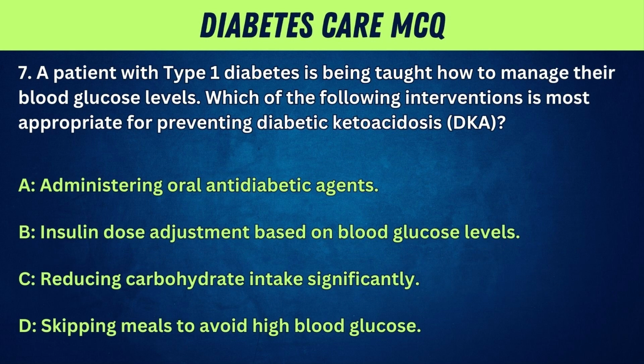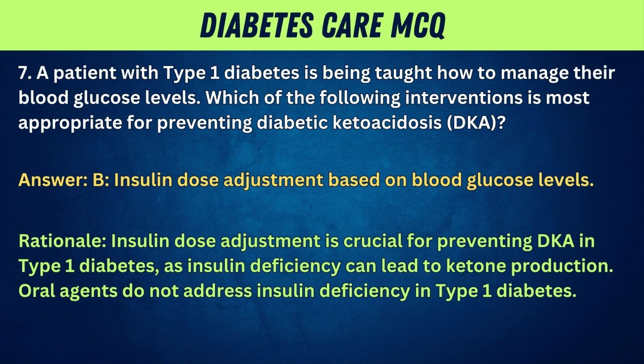7. A patient with type 1 diabetes is being taught how to manage their blood glucose levels. Which of the following interventions is most appropriate for preventing diabetic ketoacidosis, DKA? A. Administering oral anti-diabetic agents. B. Insulin dose adjustment based on blood glucose levels. C. Reducing carbohydrate intake significantly. D. Skipping meals to avoid high blood glucose. Answer: B. Insulin dose adjustment based on blood glucose levels.